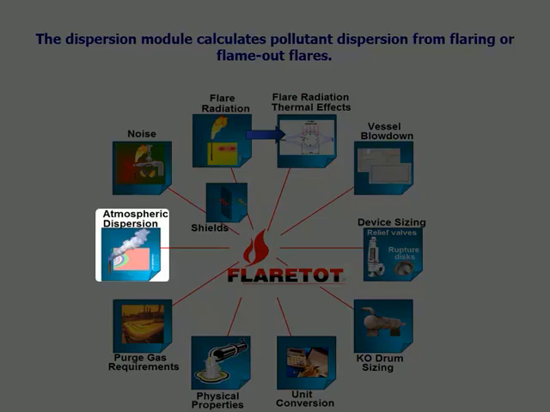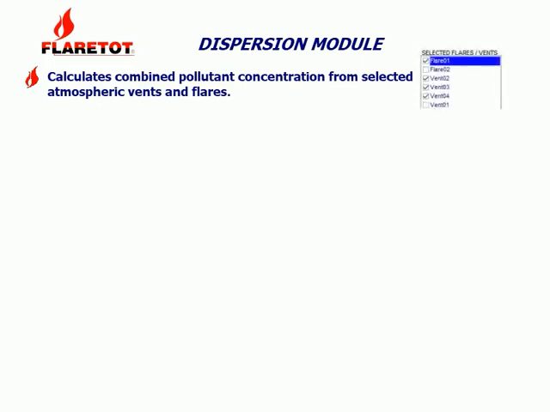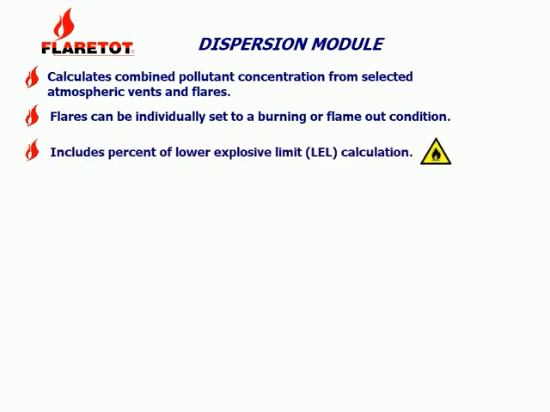Now we present the atmospheric dispersion module. The dispersion module calculates the combined pollutant concentration resulting from any number of active atmospheric vents and flares. Flares can be individually set to a burning or flame-out condition. In addition to pollutant concentration, percent of lower explosive limit is also calculated.